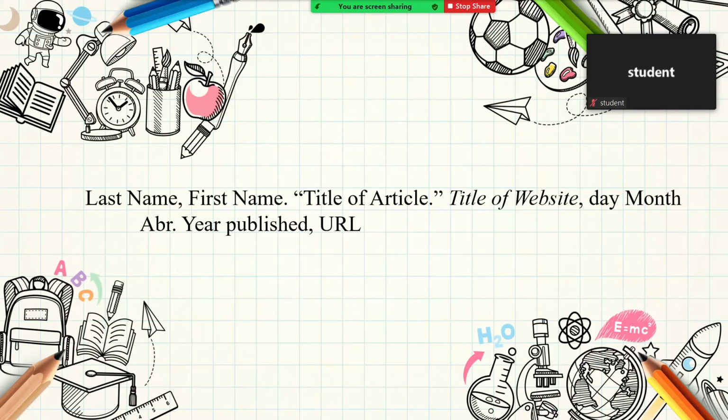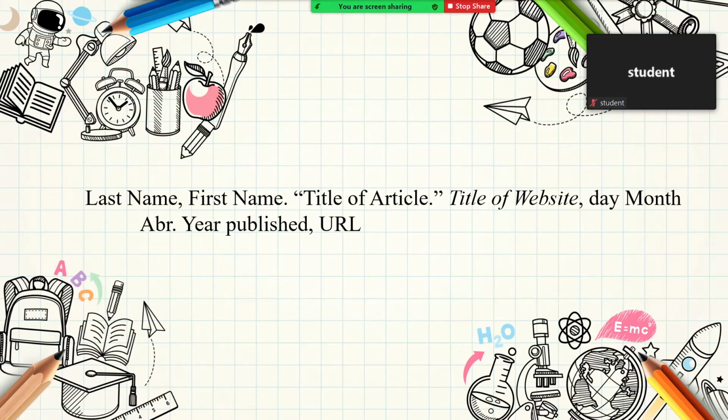So the last name of the author will always go first in MLA. Then it will be the first name, the full first name. Both of the names will be capitalized, so the first letter of the last name, the first letter of the first name, and then you put a period. Inside your quotation marks will be the title of your article.